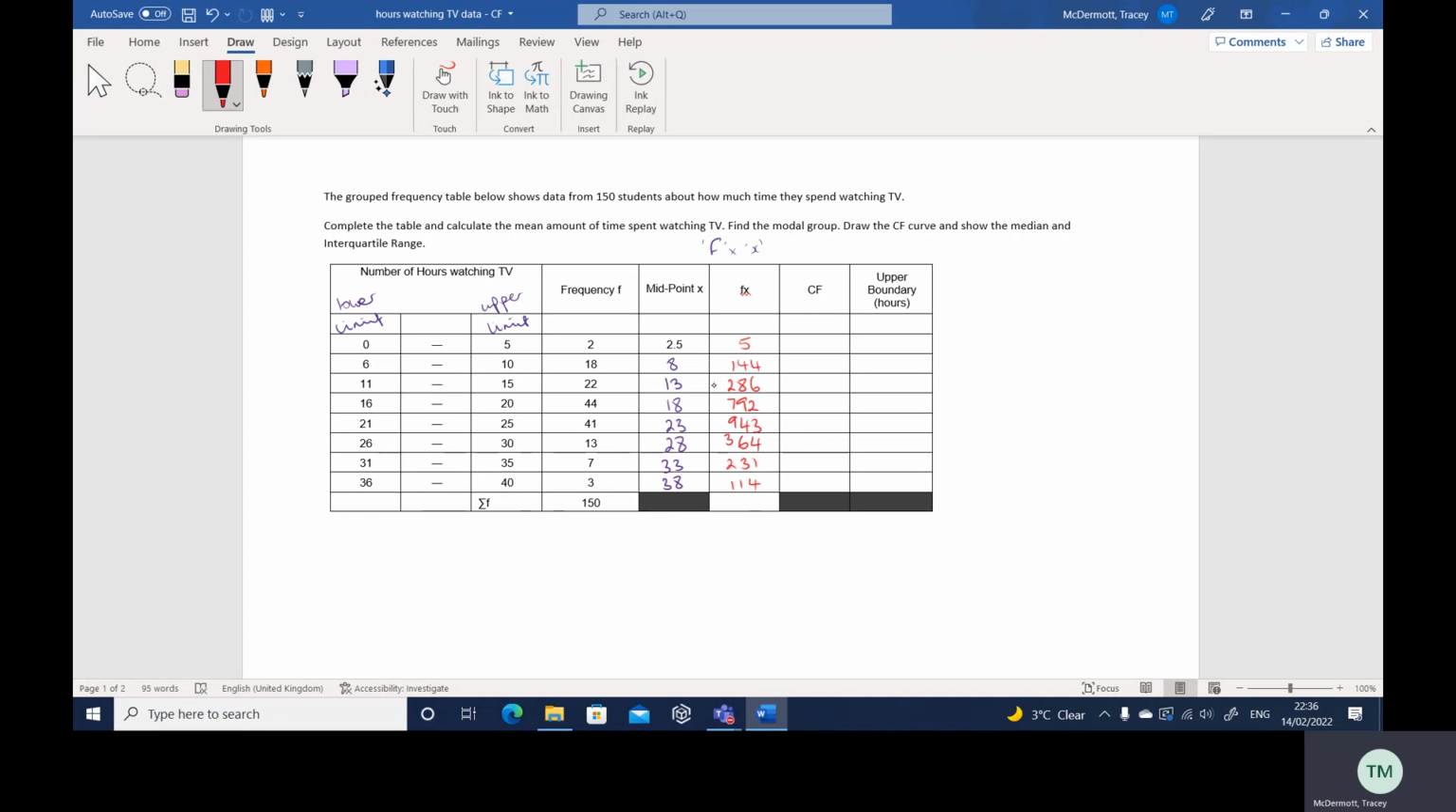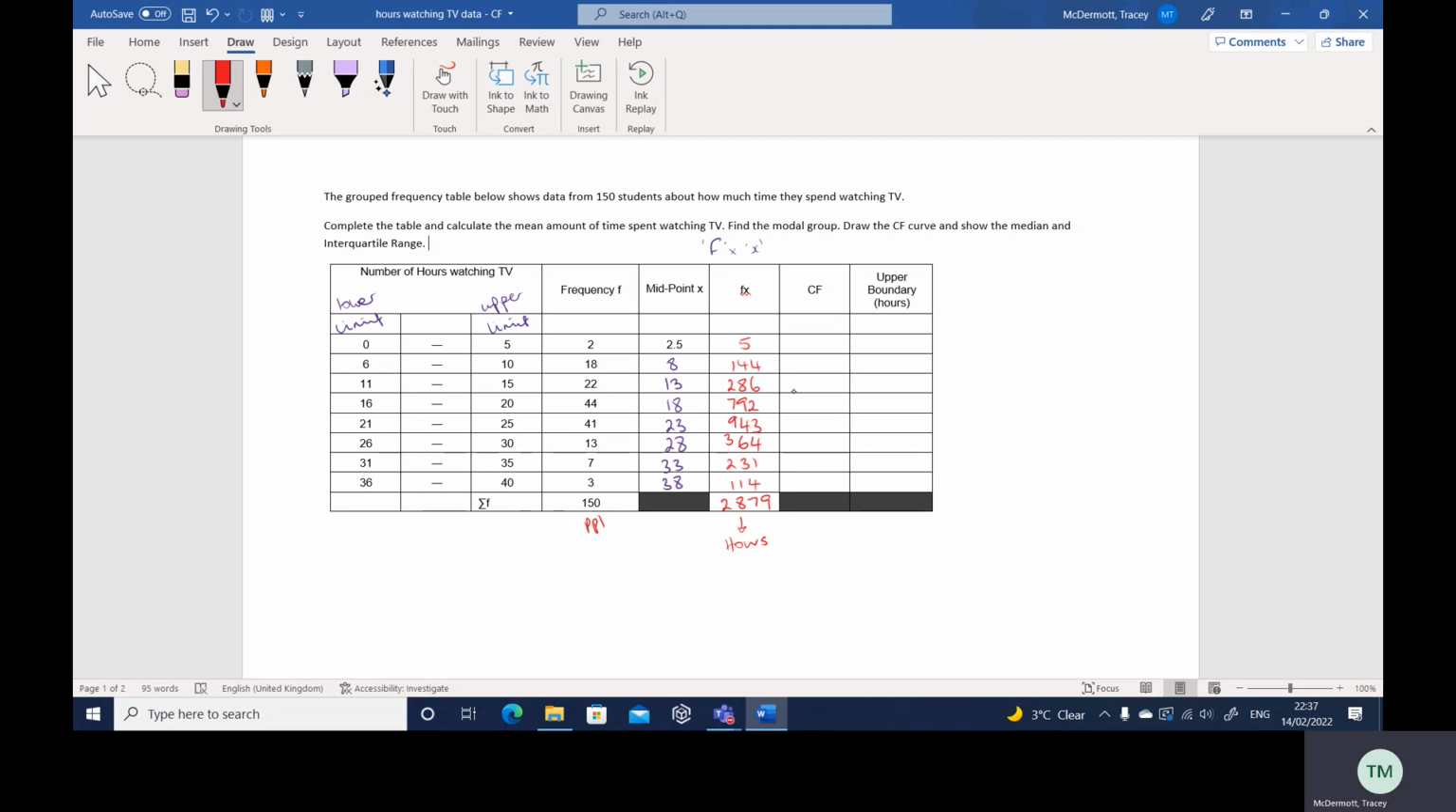So what we're saying now is, these 2 people who've watched 2.5 hours of TV, they've clocked up 5 hours between them. These 18 people who watched 8 hours of TV, they've clocked up 144 hours between them. So now we need to get a total of this FX column. And if we add these values all up, we should get 2,879. Now that represents the total number of hours spent watching TV, clocked up by the 150 people.